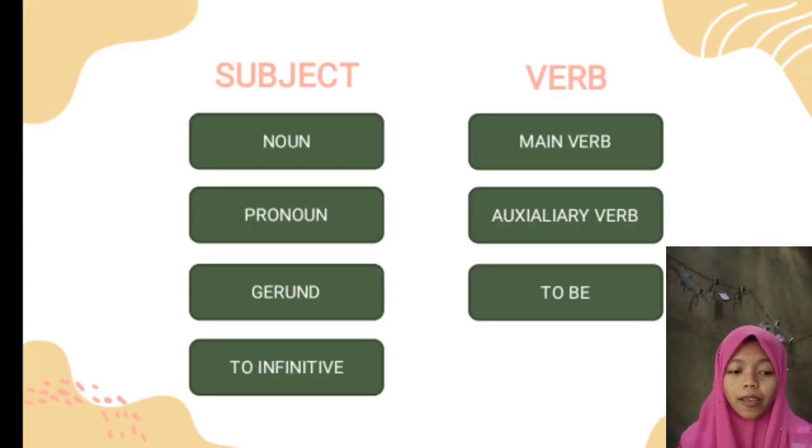Each subject and verb has a singular and plural form. What can be the subject in a sentence includes noun, pronoun, gerund, and to infinitive. What can be a verb in a sentence includes, among others, main verb, auxiliary verb, and to be.